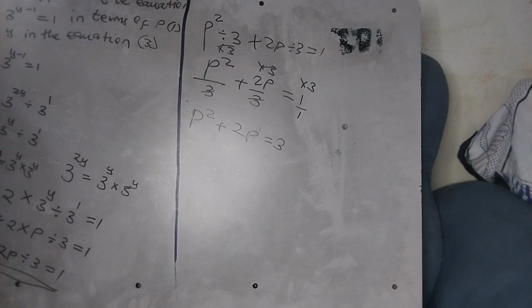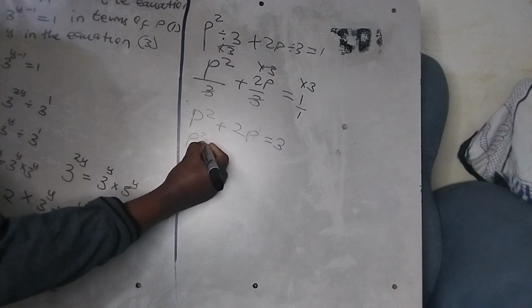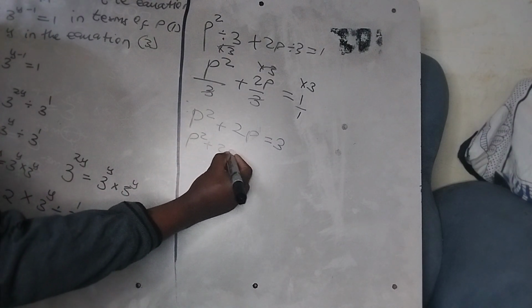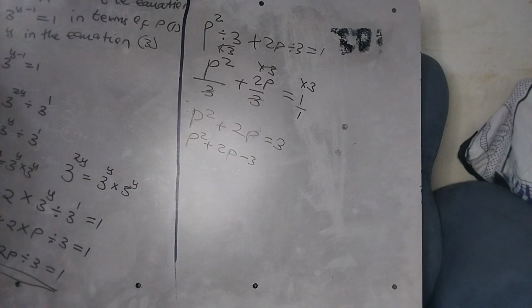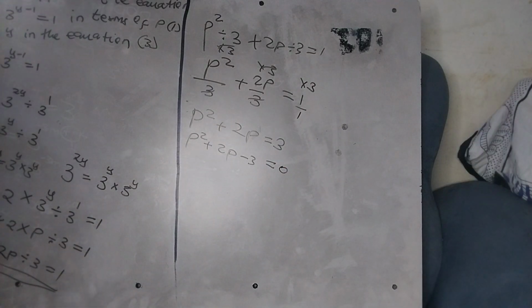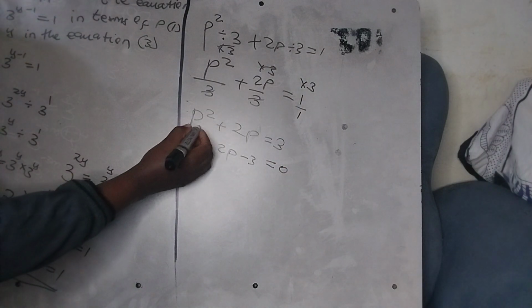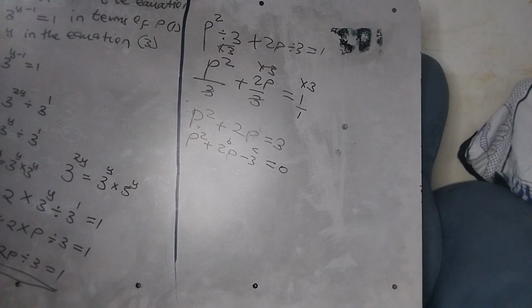This is a quadratic equation if we take 3 to the other side. So this becomes P squared plus 2P minus 3. A number without a sign is a positive number, so positive 3, once it crosses the equal sign, becomes negative 3, is equivalent to 0. So we have a part A, a part B, and a part C.